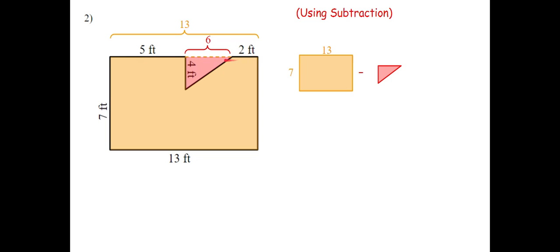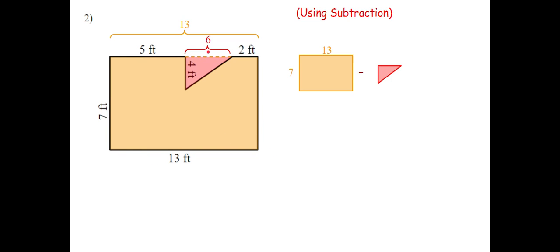Because if you add this whole side together, it should equal 13. 2 plus 6 is 8. 8 plus 5 is 13. Always double check yourself, because some people just do 13 minus 5 and put 8 here. Well, don't forget there was a 2 here as well. So always double check. This plus this should equal the whole total side length, which should match this side length.